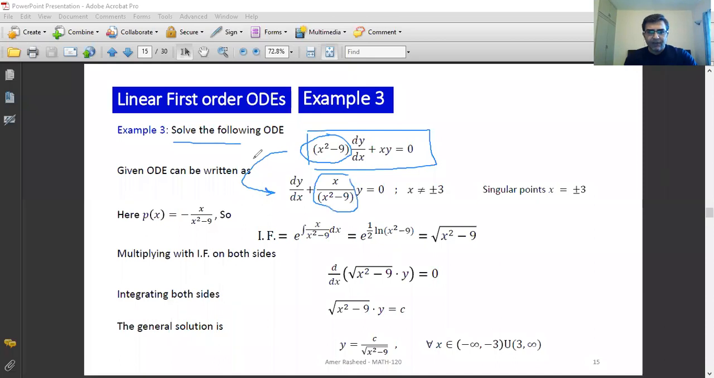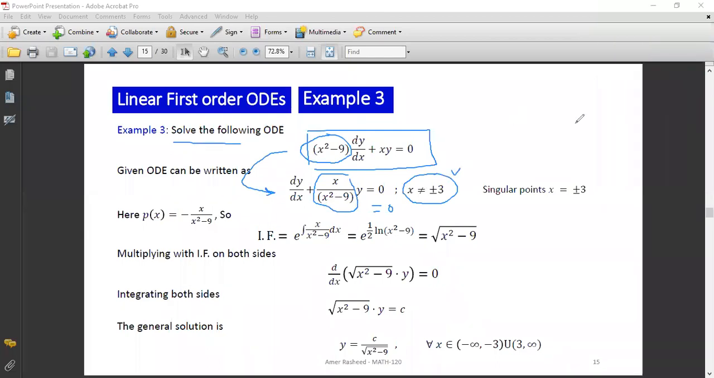You can see, now this term becomes 0 when x is plus minus 3. So the points where the differential equation is not valid or becomes undefined, those points are basically called singular points. So these points are the singular points of the differential equation.